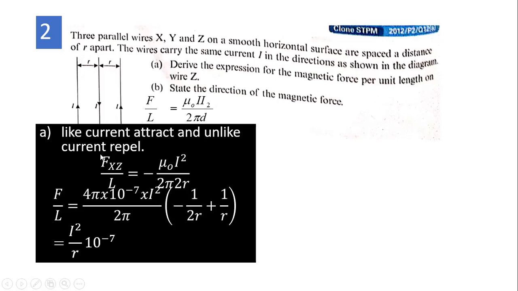For the resultant on Z, we take our mu naught out, we take our I squared out, 2 pi out. So this is minus 2R, that's your X and Z. Then between Y and Z, we are just using the same formula, except now the distance is R. That's how we get R. Positive because it's to the right. The force between these two is a repulsive force, so it's going to the right. So we get that. That's all.